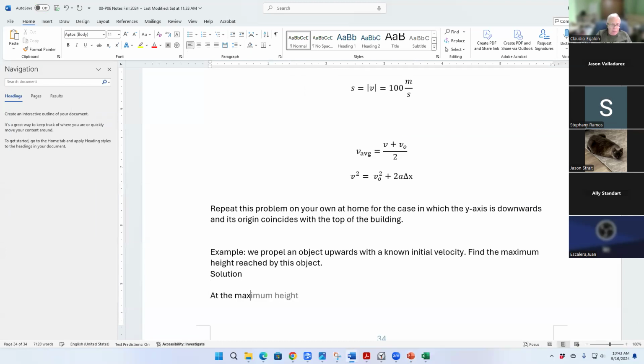At the maximum height, the object is instantaneously at rest. In other words, Vf is equal to 0. Okay, Vf is equal to 0.